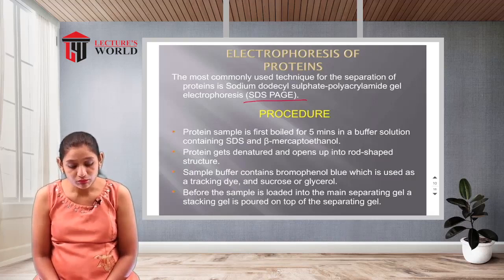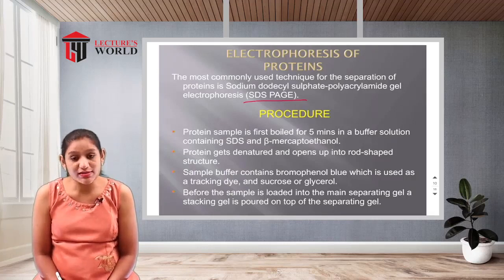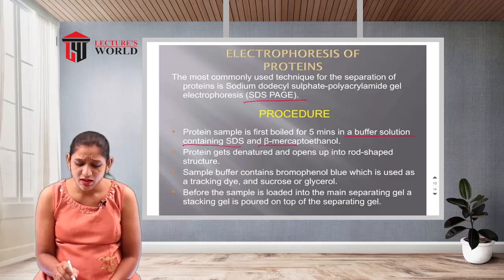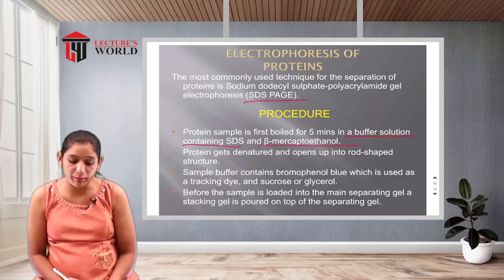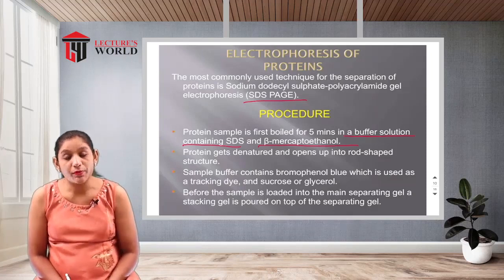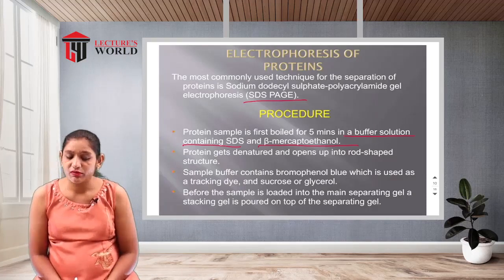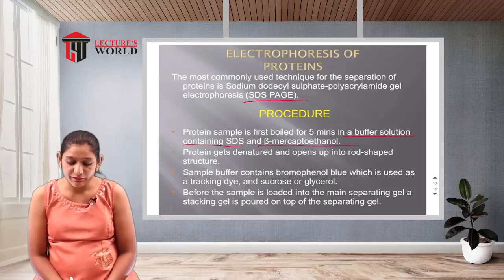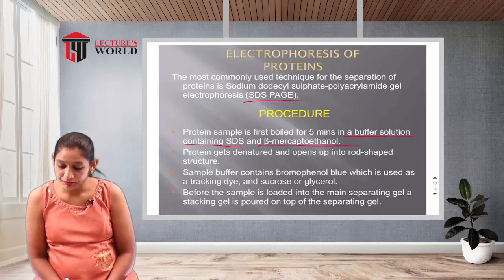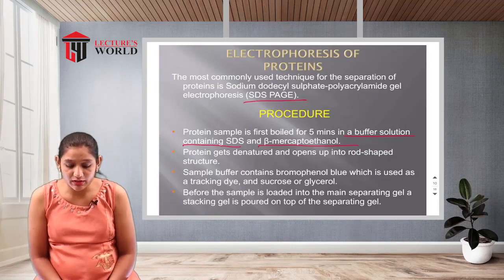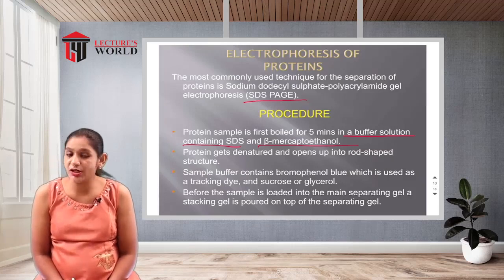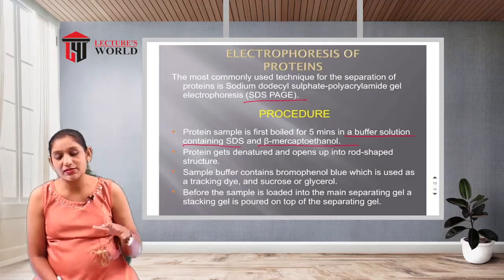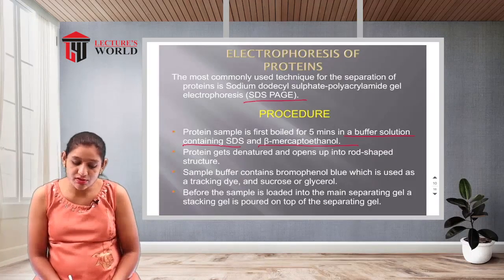Process. The protein sample is first boiled for 5 minutes in a buffer solution containing SDS and beta mercaptoethanol. This is how the sample is prepared for electrophoresis. The protein gets denatured and opens up into a rod-shaped structure.